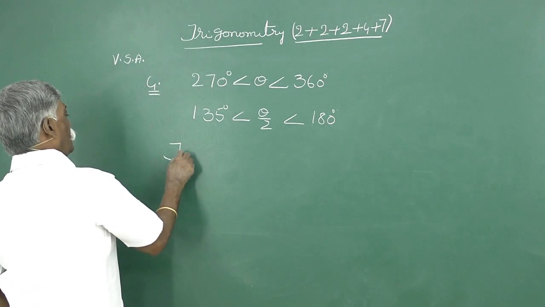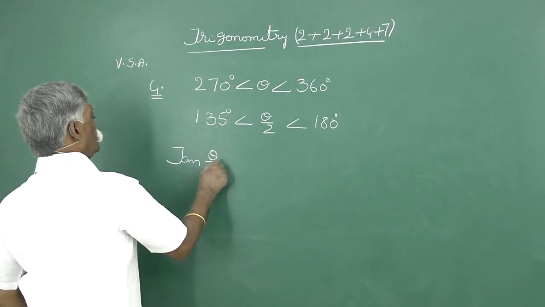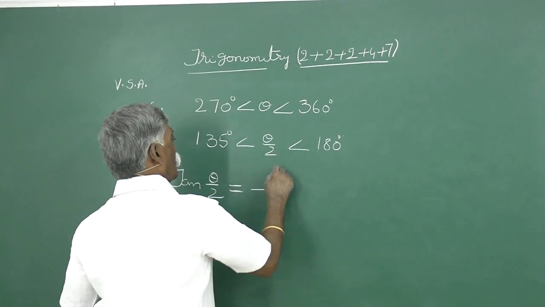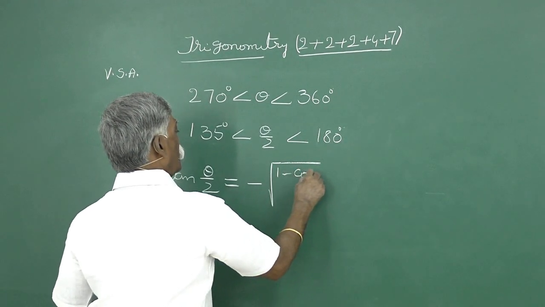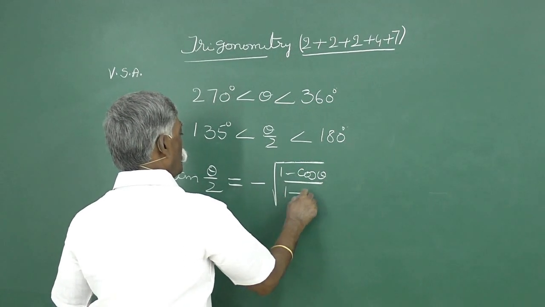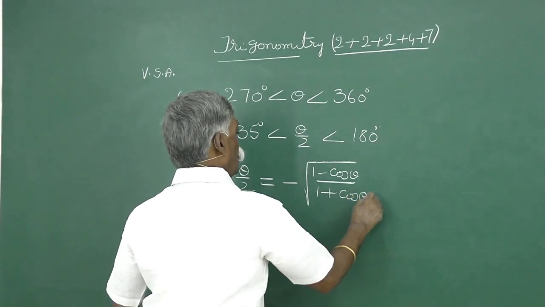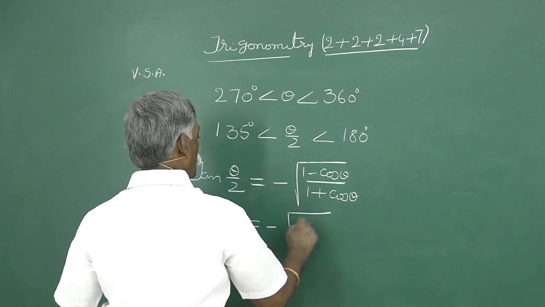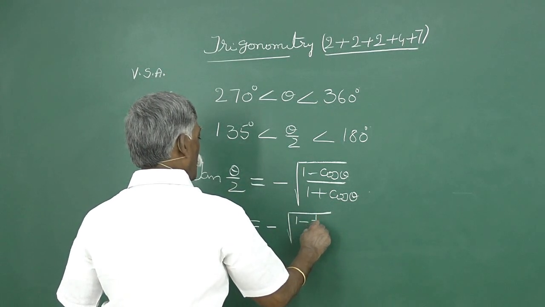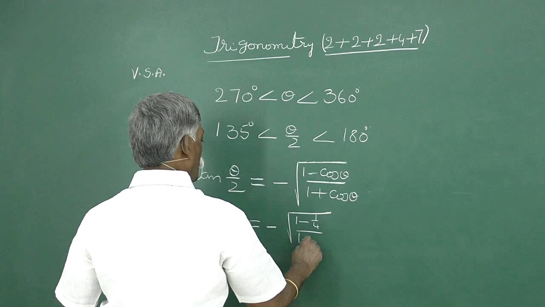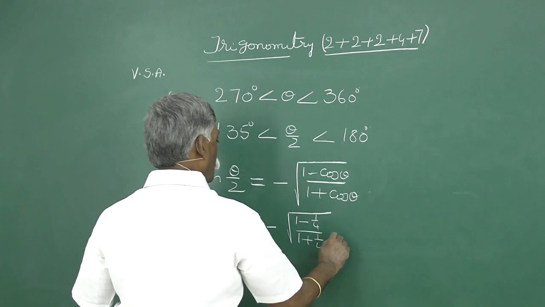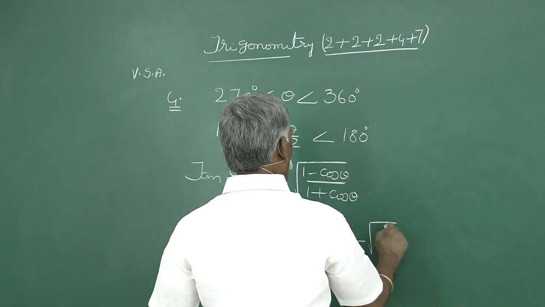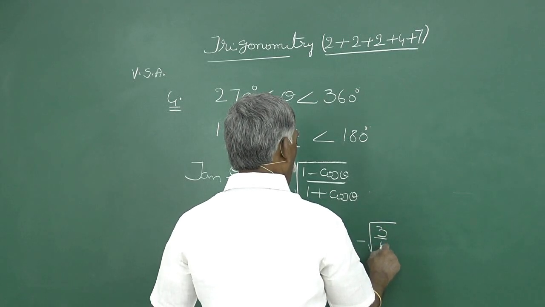Now tan theta by 2 is equal to, we have to take the negative value, therefore minus of square root of (1 minus cos theta) by (1 plus cos theta). Therefore this is equal to minus square root of (1 minus 1 by 4) by (1 plus 1 by 4). After taking LCM, this is equal to minus of square root of 3 by 5.